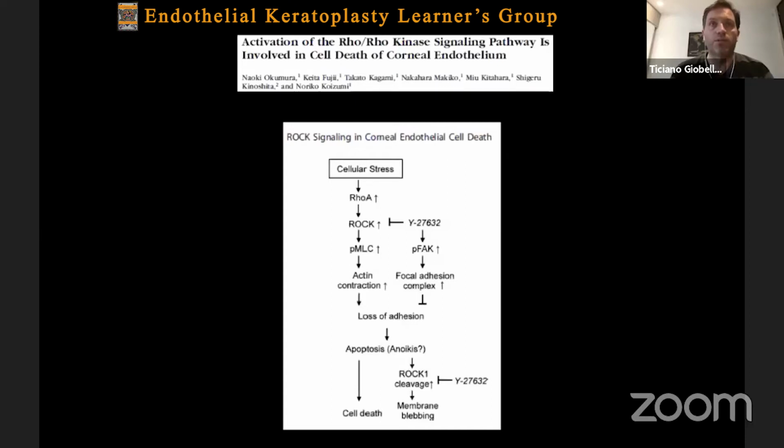Cellular stresses to the corneal endothelium activate ROCK MLC phosphorylation, which induces the loss of cell adhesion and promotes apoptosis of the cells. ROCK inhibition was proven to suppress this chain of events and prevent apoptosis in these kinds of cells.